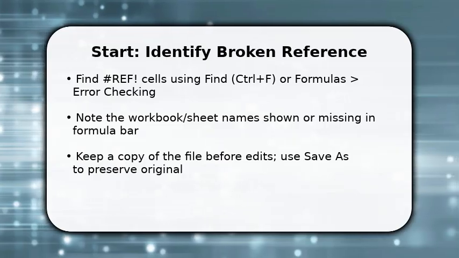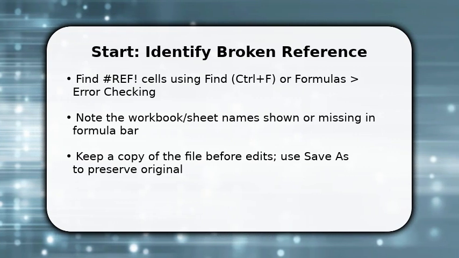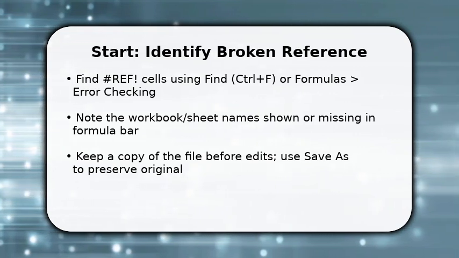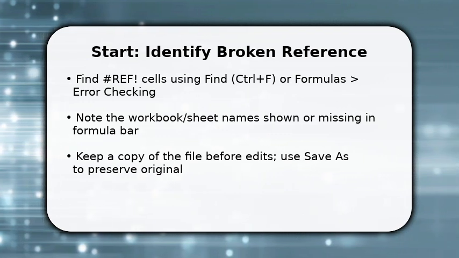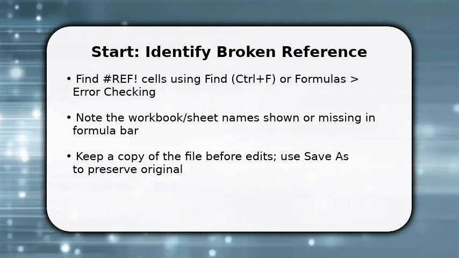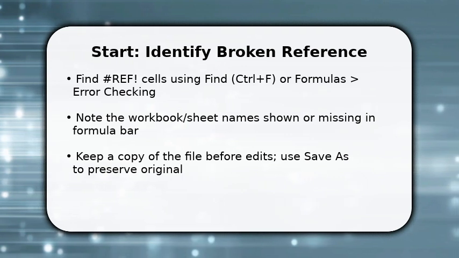You start by locating the error cells, use Ctrl+F for #REF!, or open Formulas, Error Checking. Once found, look at the formula bar to see which sheet or cell is missing. That tells you whether the link, row, or column was deleted.